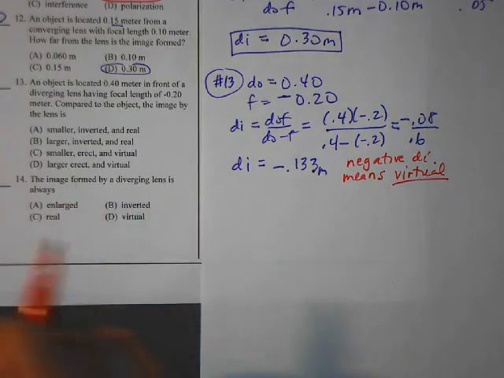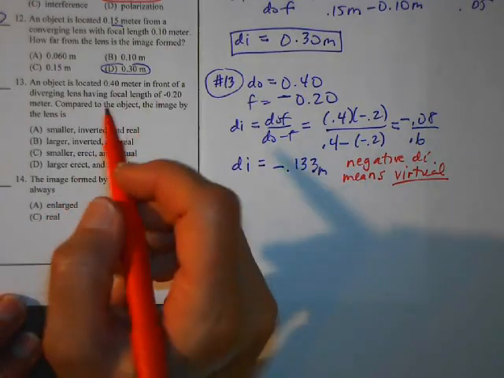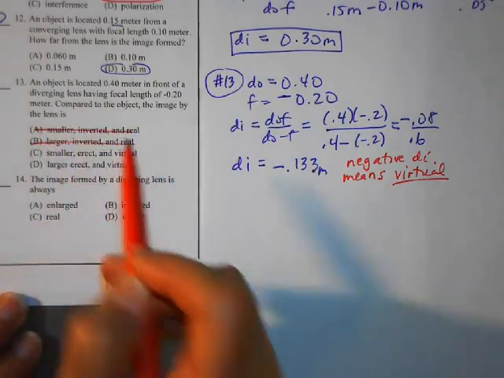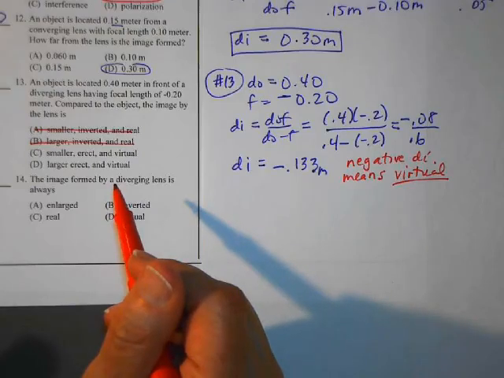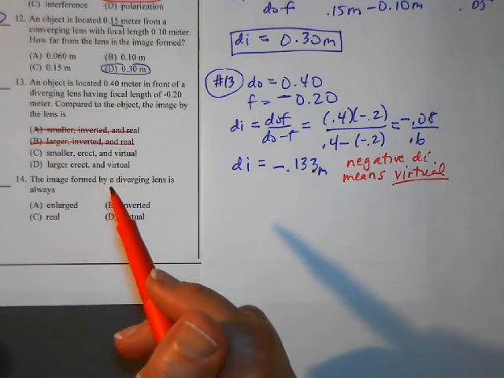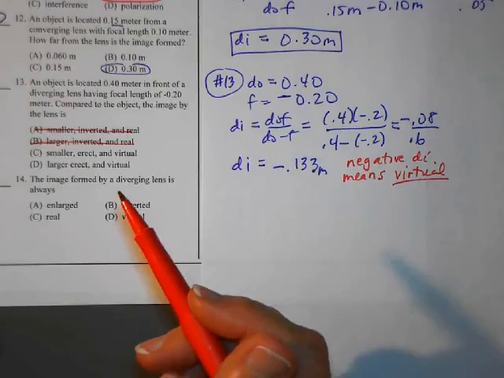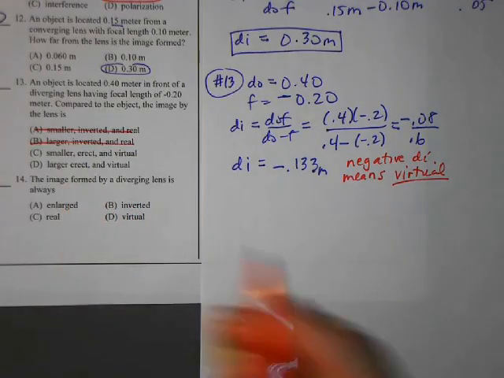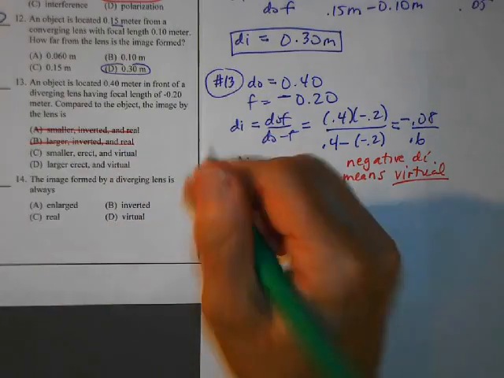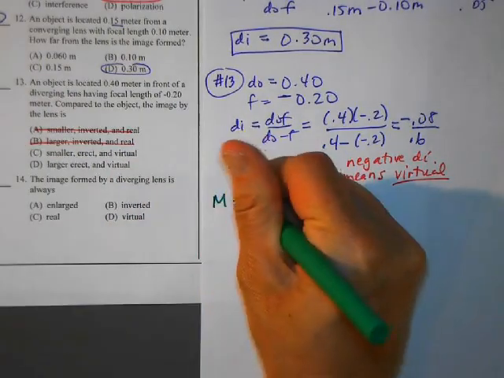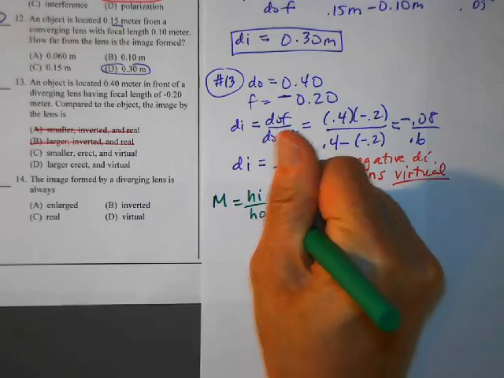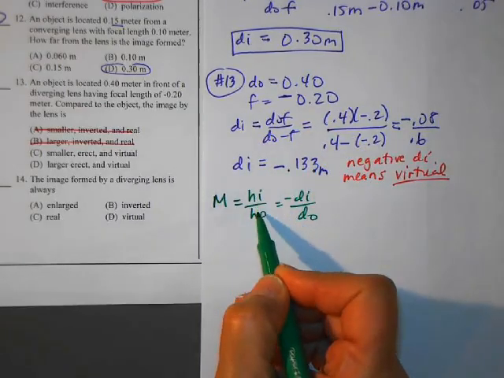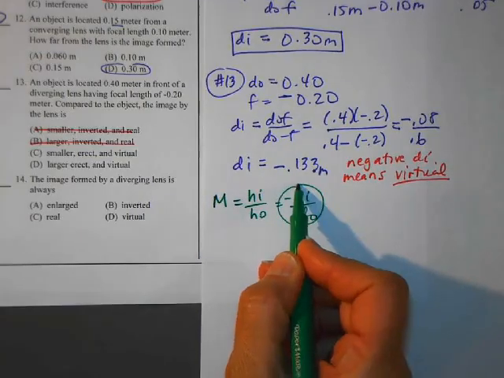Now, how about the next part? So that tells me it's virtual. So because it's virtual, I can cross off A and B, but what about C and D? Now it's asking me if it's larger or smaller. Those choices are both correct, so how am I going to know? Well, that's where I'm going to do the magnification. So the other equation is magnification, HI over HO is negative DI over DO. Well, they didn't give me HI or HO, but I know this.